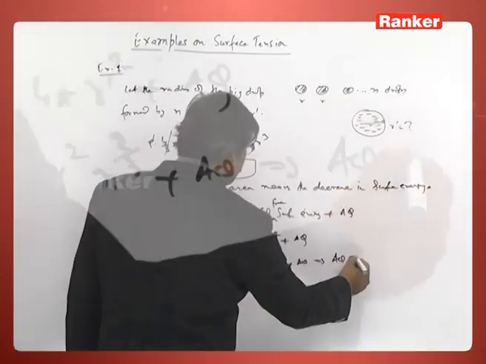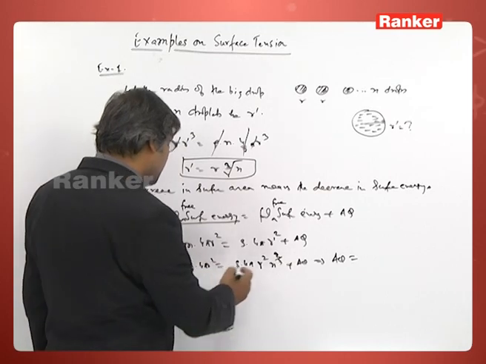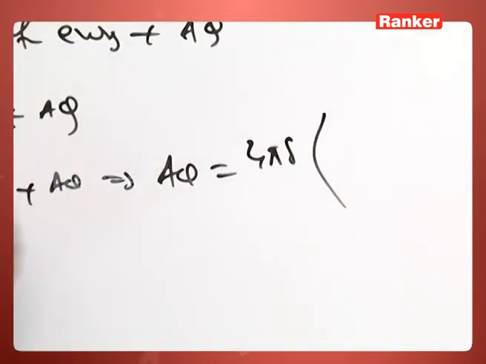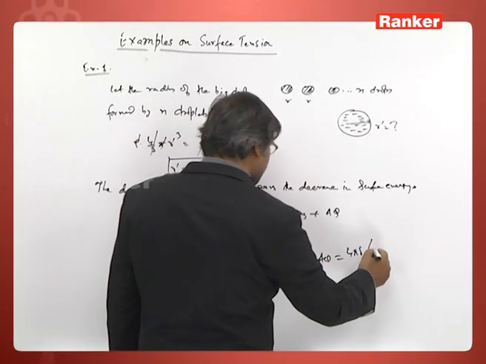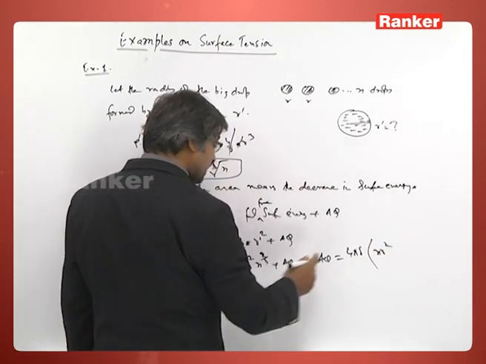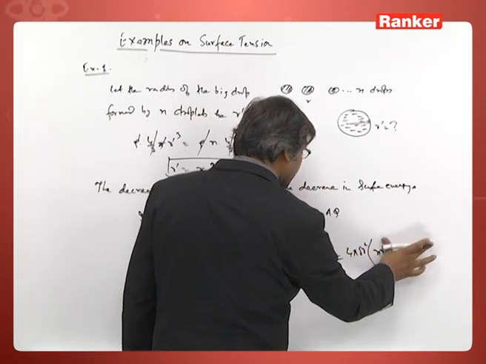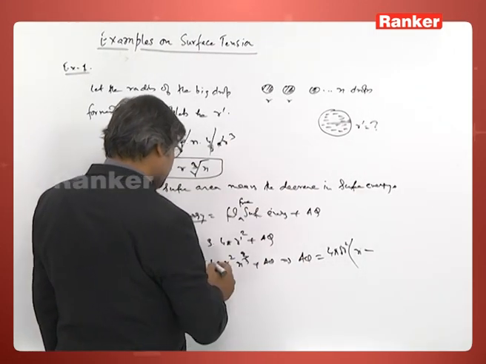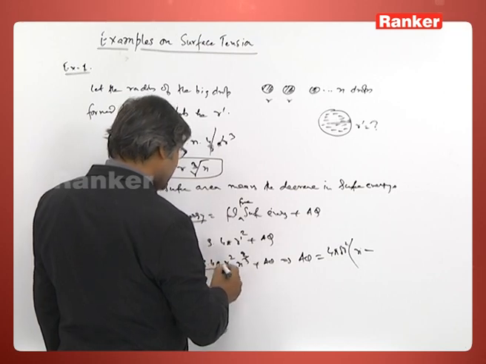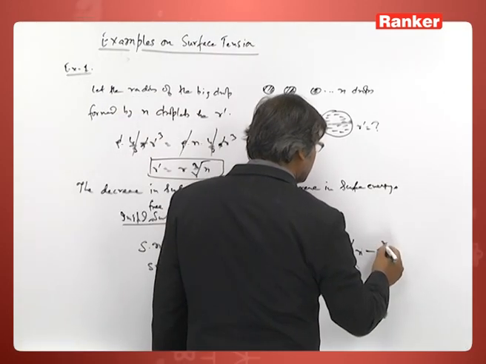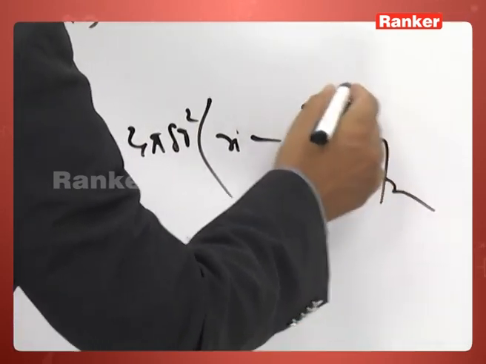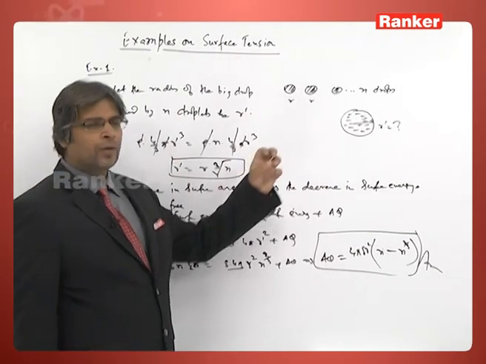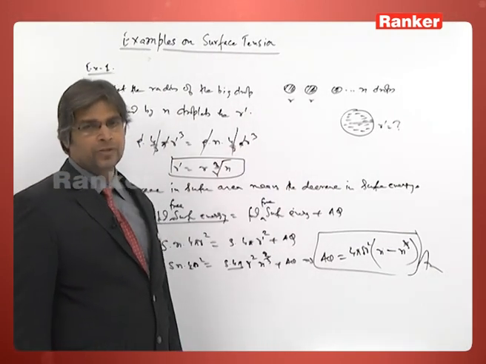So we have delta Q equal to, we subtract this. We have 4 pi S common, and we can take r square also common. So only n will be there: delta Q equals 4 pi S r square times n minus n to the power 2 by 3. This is the energy liberated when n drops combine to form a mega drop.